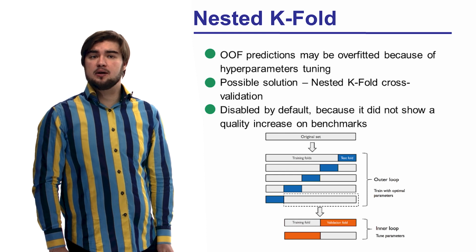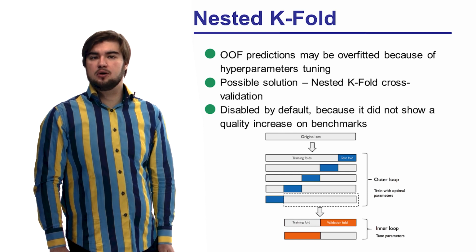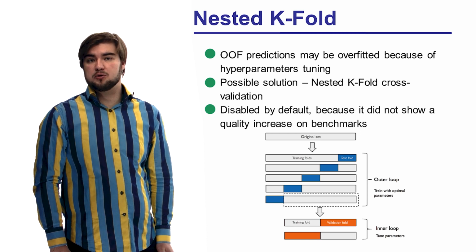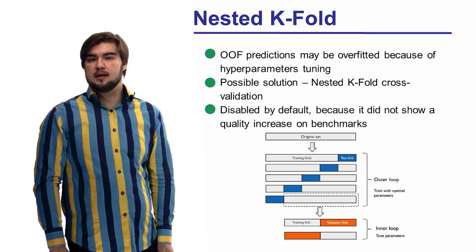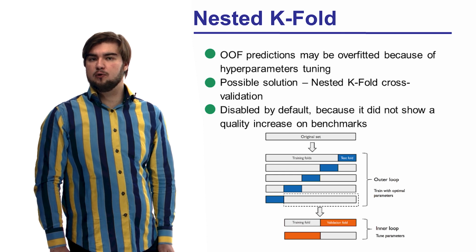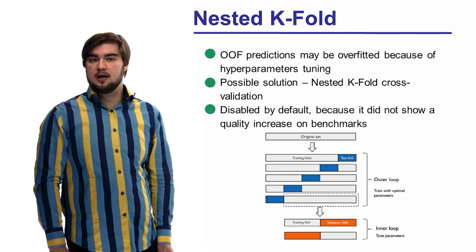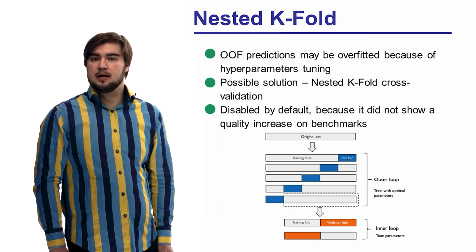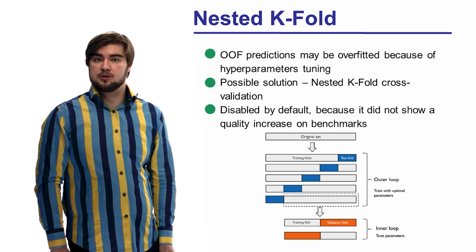It would be wrong to say that our out-of-fold predictions are not overfitted at all. The overfitting might happen because of hyperparameters tuning. A possible solution is nested k-fold cross-validation. The main idea is to further split each of the k folds into training and validation and use this microsplit for fitting hyperparameters. However, nested k-fold is disabled by default, as it did not show a quality increase on benchmarks in the experiments held by the developers.